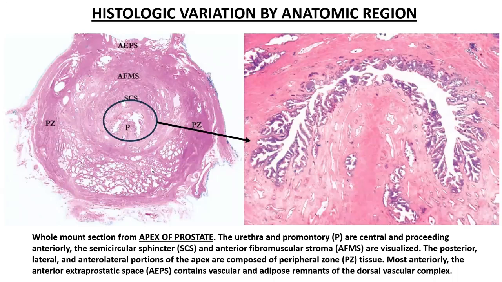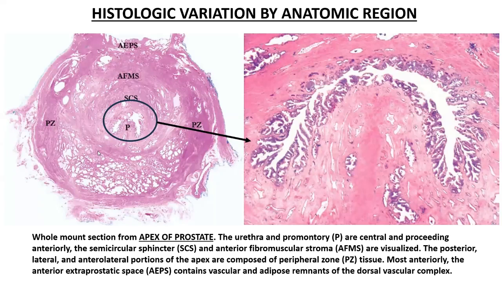Coming to the apex of the prostate, which is the most inferior zone, you see the condensation of the anterior fibromuscular stroma in front. You have the well-developed peripheral zone, which is seen towards the posterior as well as the lateral surface. You have a little bit of elongation on the posterior wall of the prostate, known as the promontory, which pushes into the prostatic urethra. In front of this prostatic urethra, you have a condensation of muscle known as the semicircular sphincter.